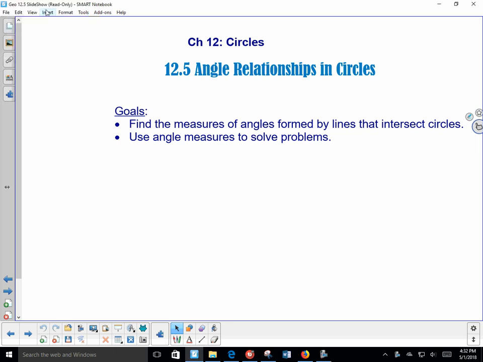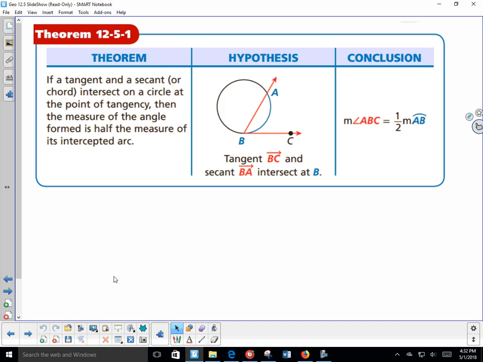We are looking at section 12.5, angle relationships in circles. Your goals are to find the measures of angles formed by lines that intersect circles and use angle measures to solve problems. Let's take a look at this first theorem.